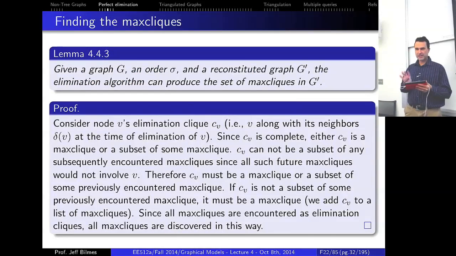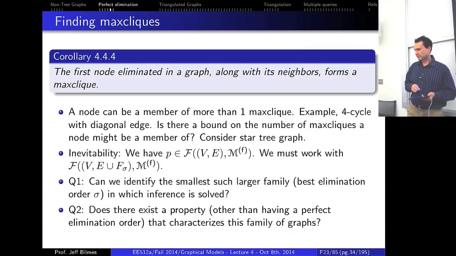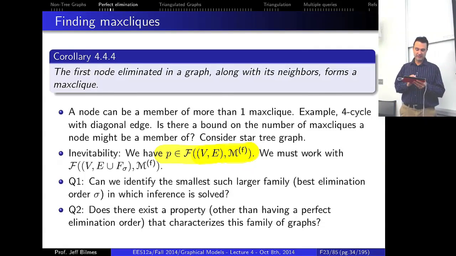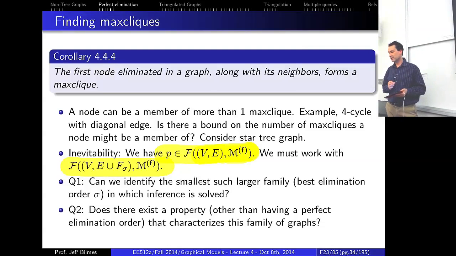Okay, is everybody okay with this theorem? If it's not clear, then read through it again. This is something that we've said before. We're starting with this graph, V, E, in this factorization property, and we've got some member of P. But computationally, we inevitably are working with this larger family, where we're adding the fill-in edges.